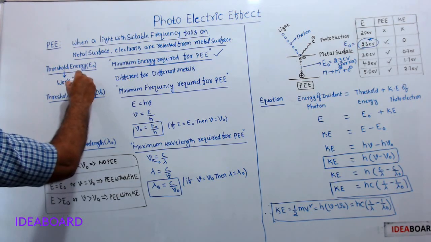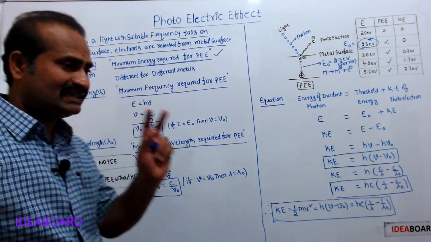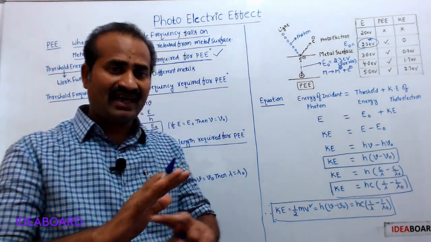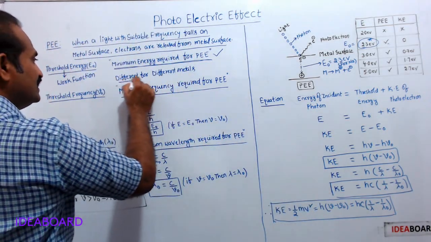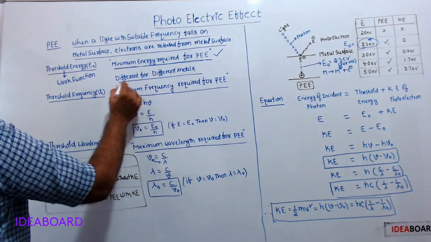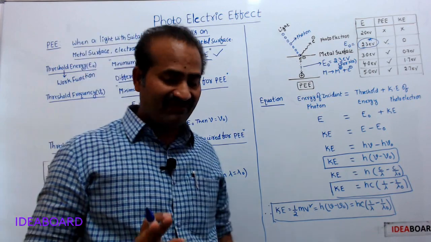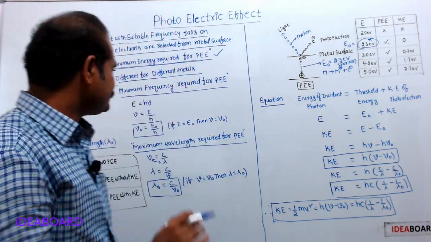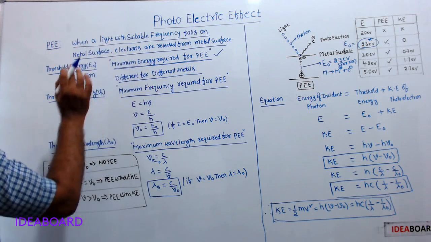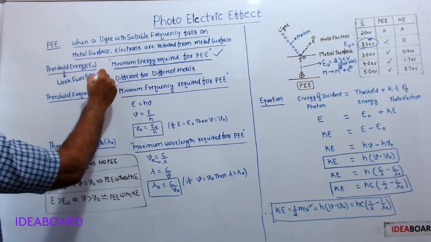This threshold energy or work function is not the same for all metals. So it differs from metal to metal. Threshold energy is different for different metals. Now, this is about threshold energy. Threshold energy is denoted by E naught, otherwise the work function is denoted by W.